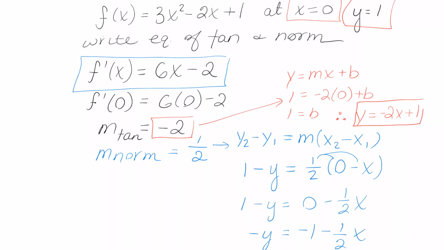minus 1/2 x. We're going to switch all this around and move that negative, so we're going to have y equals positive 1/2 x plus 1. And there is the equation of our normal line.